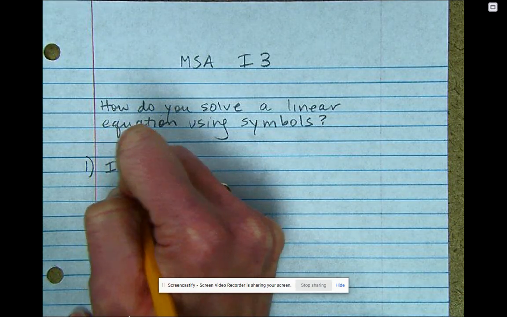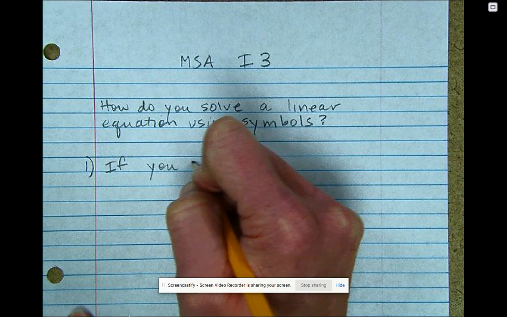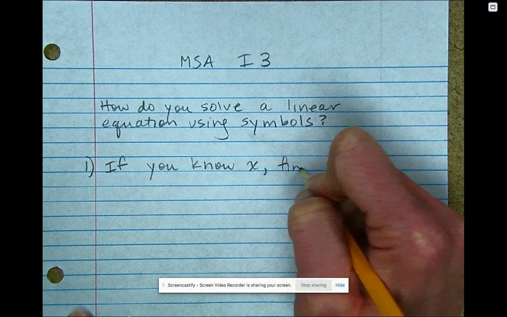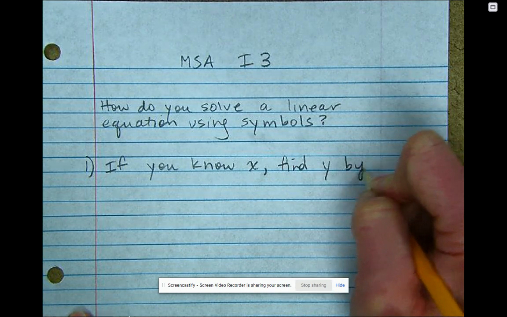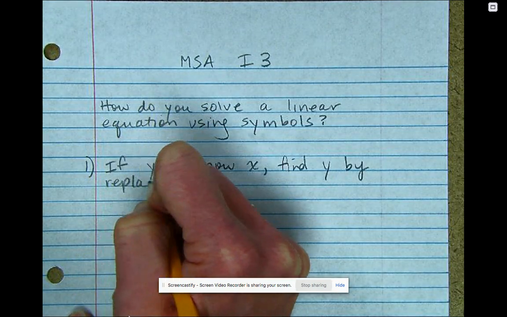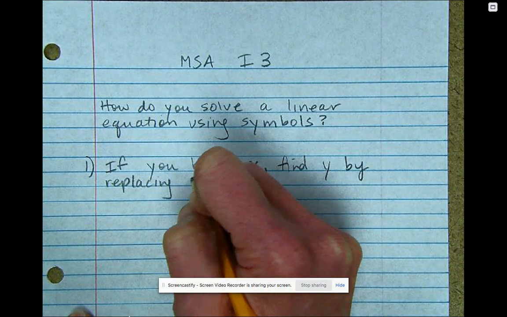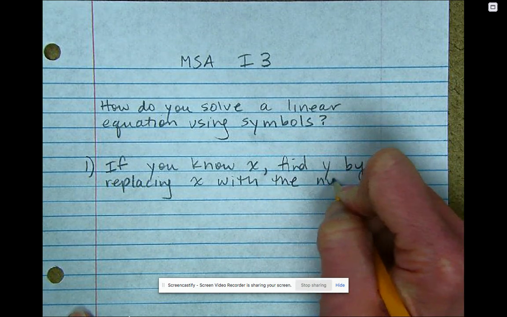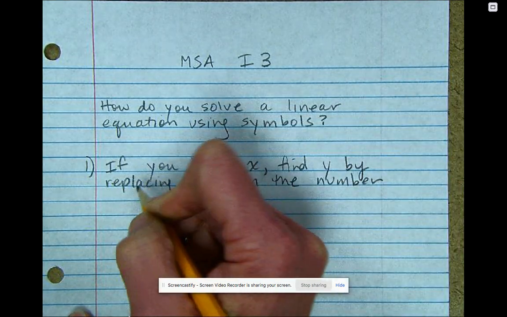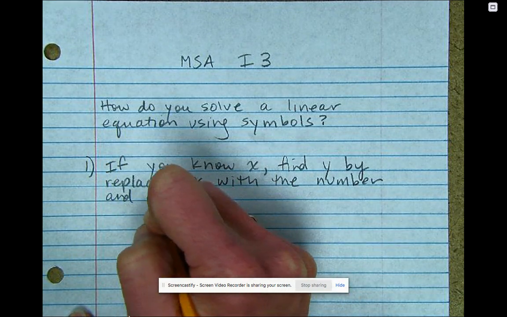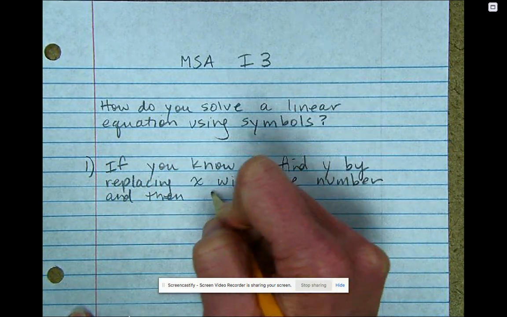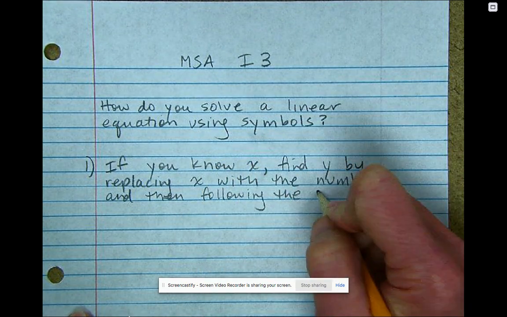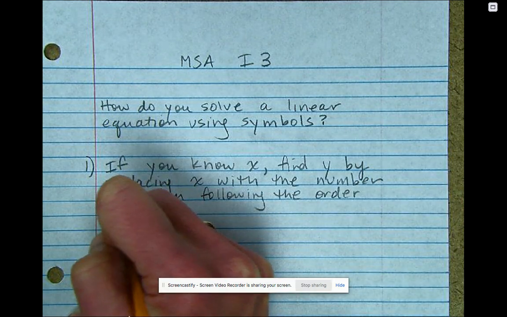If you know x, find y by replacing x with the number and then following the order of operations.